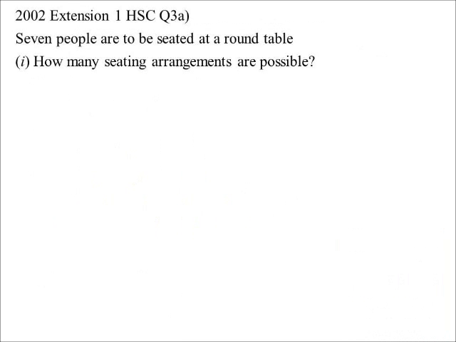Let's have a look at an HSC one. 2002, a palindrome. You always got to like those. 7 people are to be seated around the table. First part, bit of a gift question. How many arrangements are possible? So no restrictions. Okay, 7 people, but we're going around a table, so therefore we'll take off 1. So there'll be 6 factorial arrangements, 720.